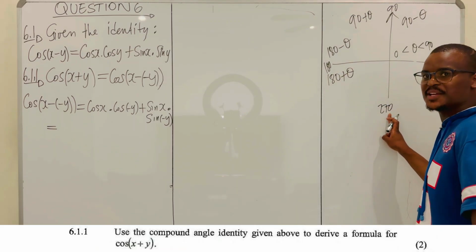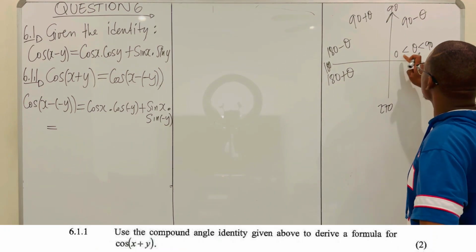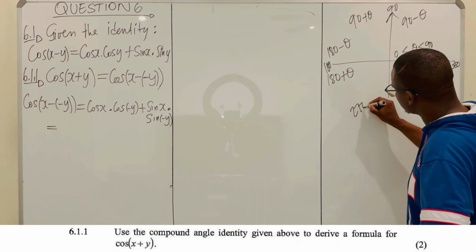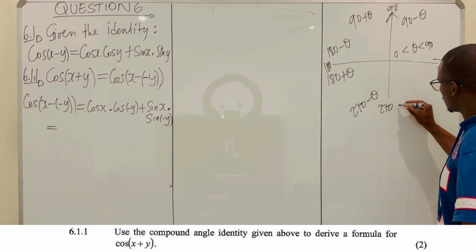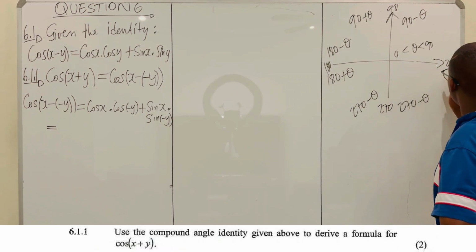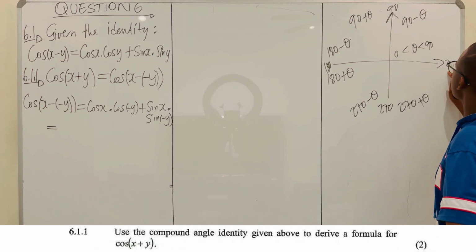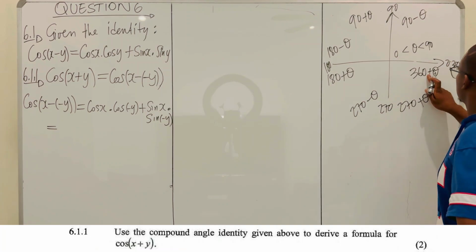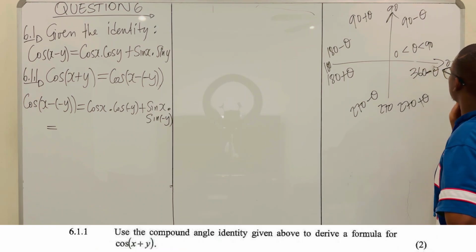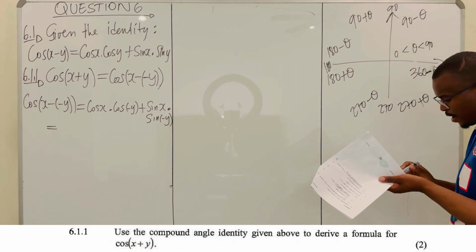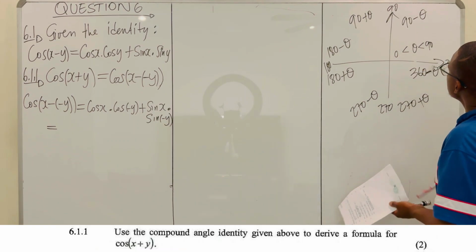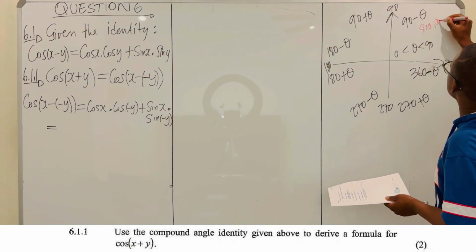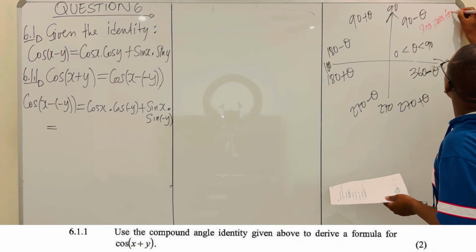On this 270, if you subtract an acute angle, which is an angle between 0 and 90, it will be on this quadrant. If you add an acute angle, it will be here. And on this 360, if you subtract an acute angle, it will be here. Fine. Remember that on the first quadrant, your sin theta, your cos theta, and your tan theta are all positive.